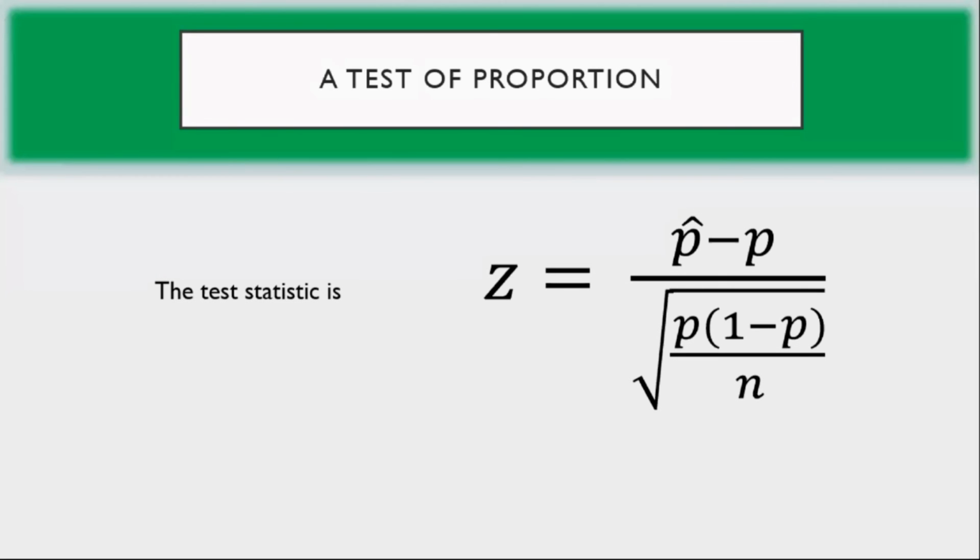If you want to do a test on a proportion, the test statistic is that standard score z equal to p hat, the statistic that we witnessed, minus the assumed population proportion parameter, p, over the square root, again, of that assumption, the assumed p times 1 minus p over n.